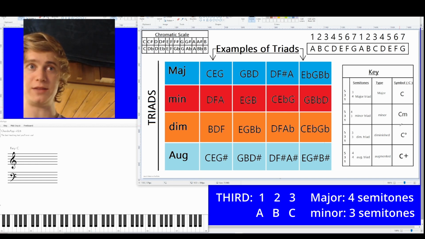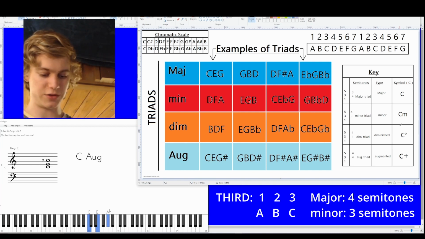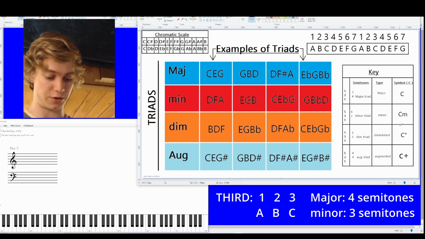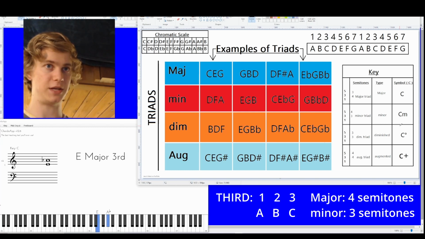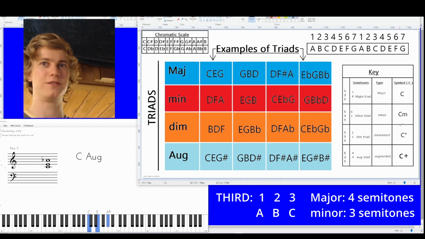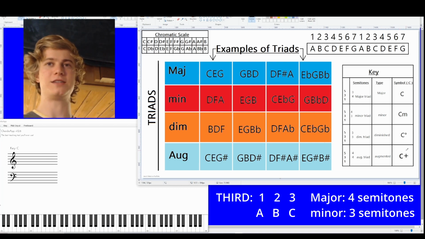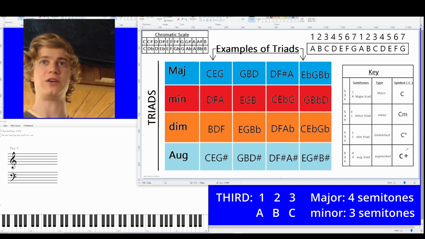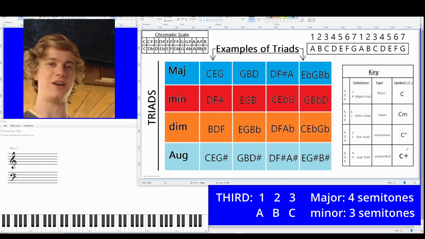Next is augmented. So here's a C augmented chord. All that this means is that we have a major third and another major third on top of that. Played together, augmented. As you can see, they label augmented as AUG, which is an abbreviation for the word augmented. And on the right hand side where my key is, I put a plus sign, which is also a very common way of symbolizing that this is an augmented chord.